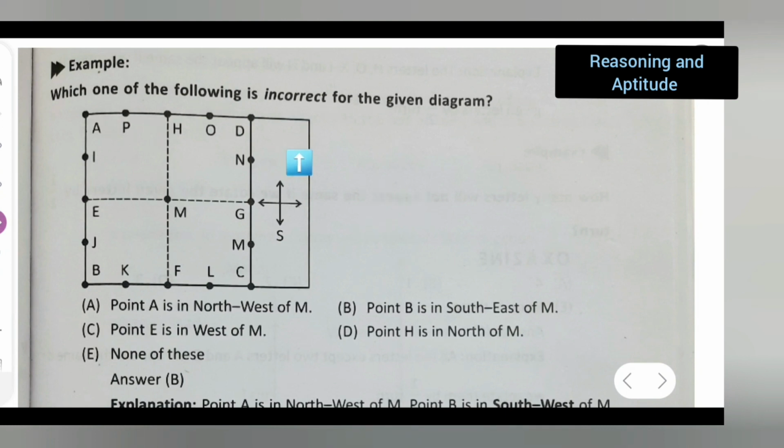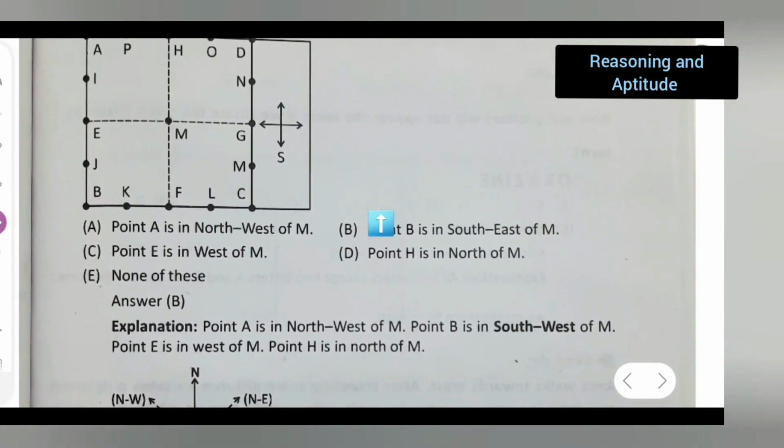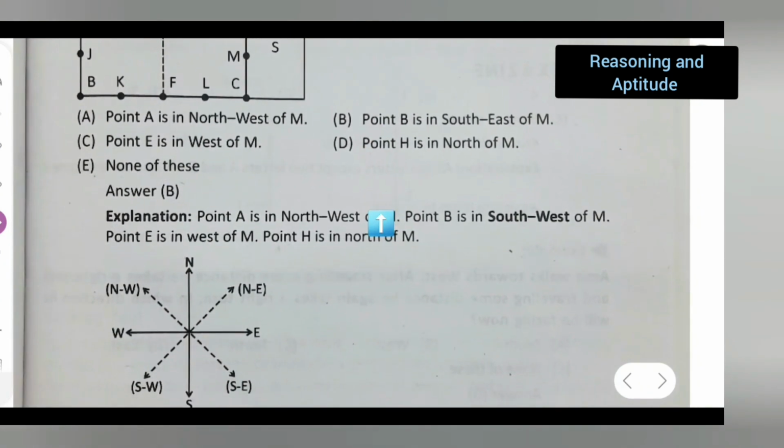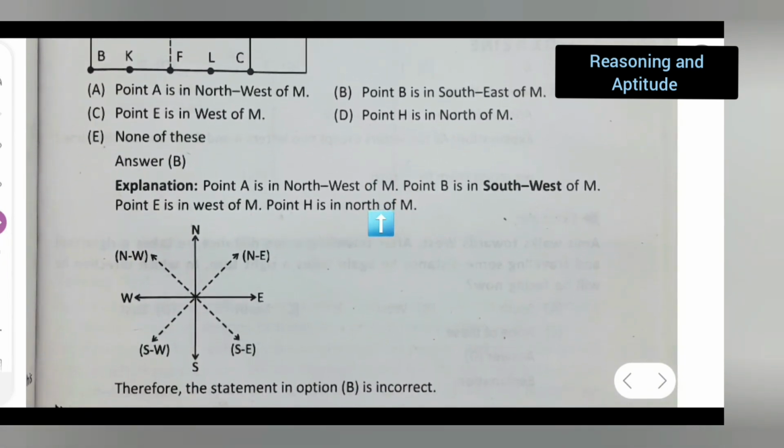Now it says which one of the following is incorrect from this. Okay, now here let me write it down directly that option B is incorrect. So the correct option from this is B, because point B is in the northeast of M. Here explanation is given. Point A is in the northwest of M. Point B is in the southeast of M.